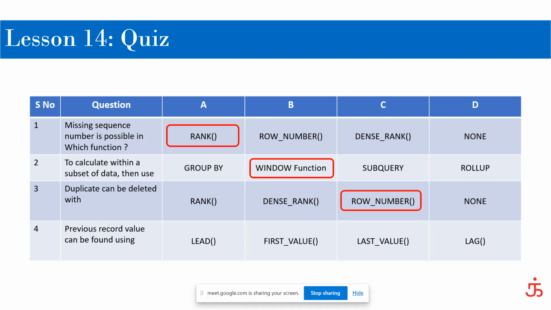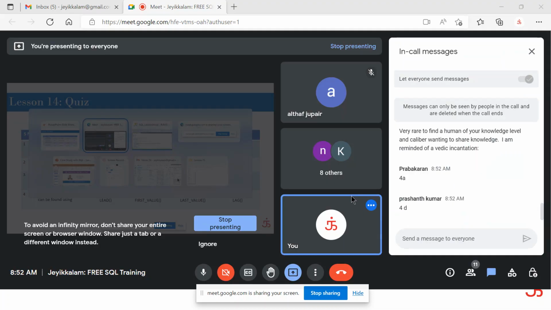Okay, now let's try, who answers? Previous record value can be found using. What is the right answer for 4? Is it lead? Is it first value? Is it last value? Is it lag? Which window function will we use to get the previous record value?